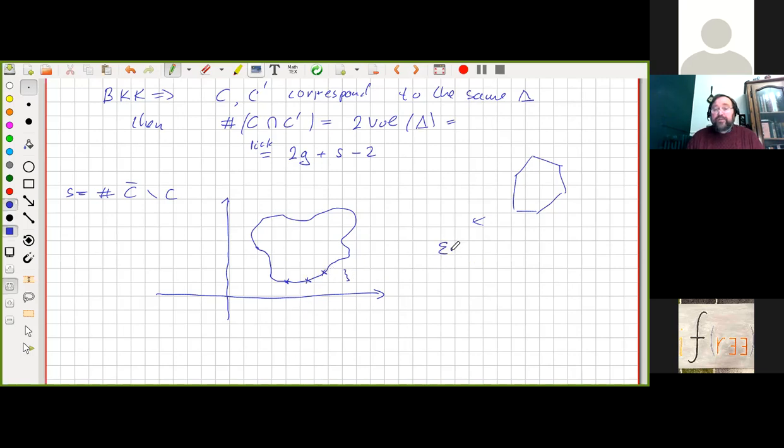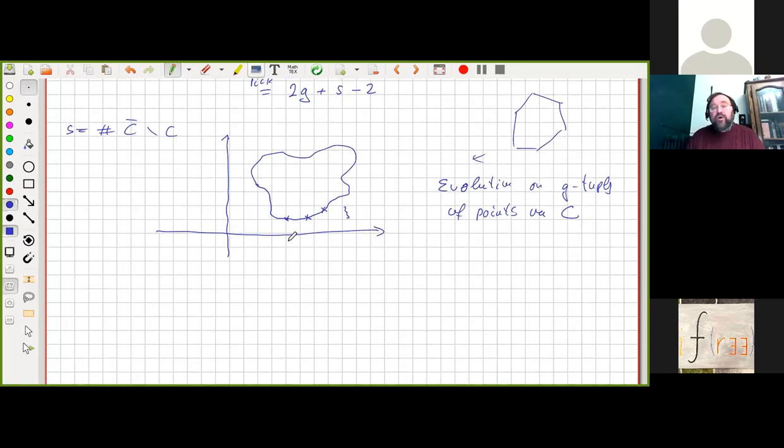So, evolution on g-tuples of points on C. So I get g-tuples of points in C. And now I do the following. I just deform the curve. I have these g points, and I want to define an evolution of this curve.